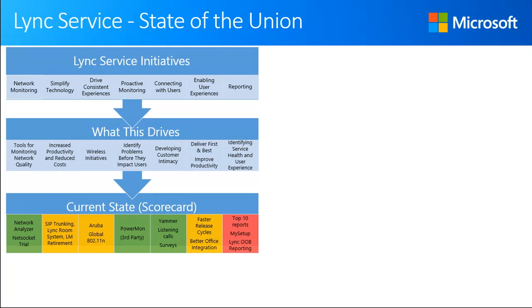But what we did is we used the top one, which is those initiatives. And those are the things that are the big rocks we're going after. Customer intimacy, enabling those user experiences, right? We want people to be able to access Lync from where they are, but then also we're that first and best. But at the same time, we want to improve productivity. If somebody downloads a brand new client and they can't join a meeting, that doesn't improve productivity. So we have to weigh and balance those things internally.